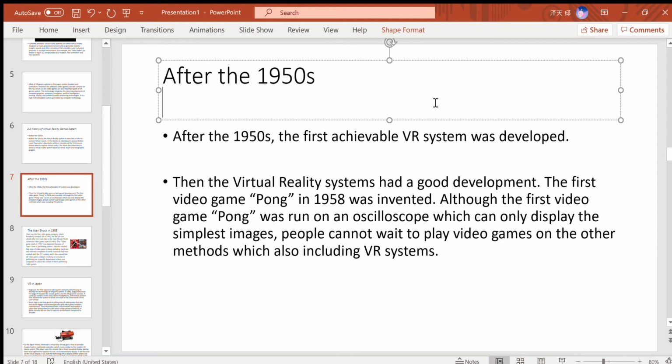The first video game, Pong, was invented in 1958. Although it was run on an oscilloscope, which can only display the simplest images, people could now play video games on other visual displays, also including the VR system.